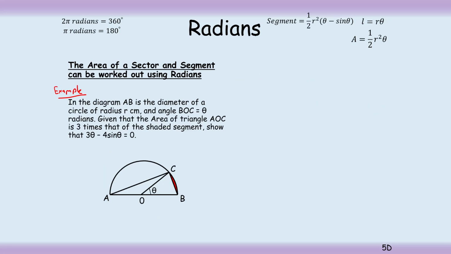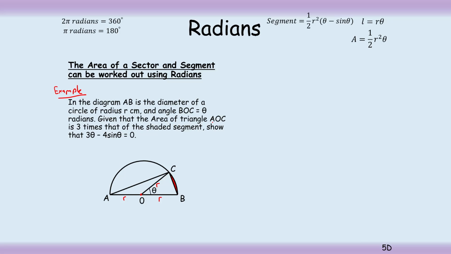So they've given us a diagram, and in the diagram AB is the diameter, so that runs along the base there, AB. Radius is R, so we can write that in actually. R is there, or R is there, or R is there. That's our center.